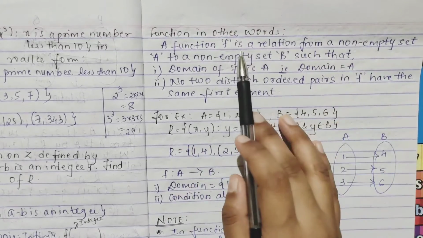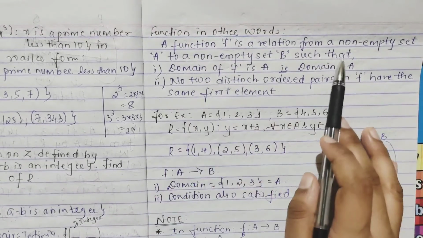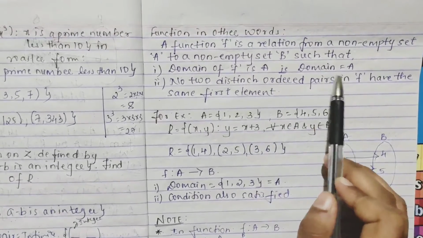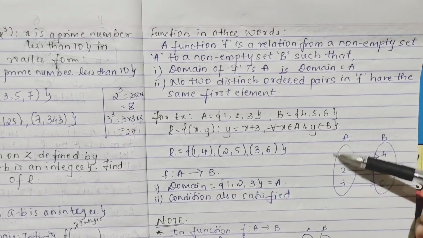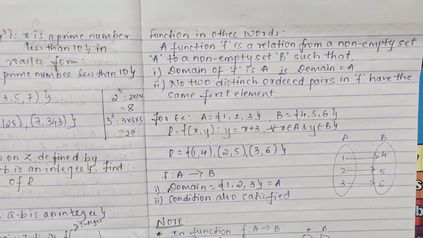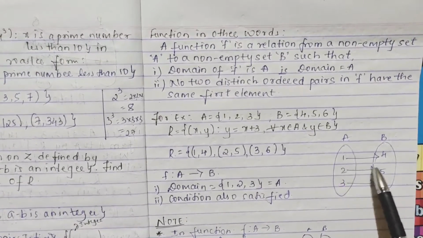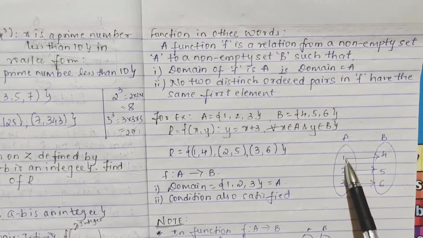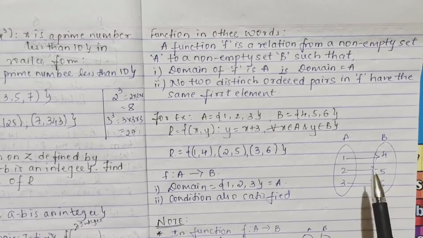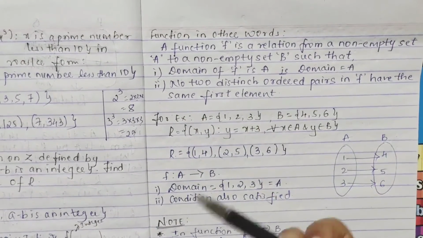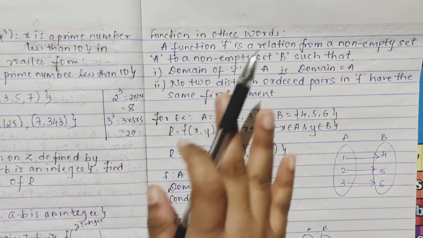So it is telling F is a relation from a non-empty set A to a non-empty set B such that the domain of F is A. It means its domain, what I had said, every element of A will be there, right? And no two distinct ordered pairs in F have the same first element. Means one element should not be the image of two elements, like 1 is mapped to 4 and 1 is also mapped to 5. What I've explained to you is that only, in one more definition way. Either you can use this or that, but write both the definitions.